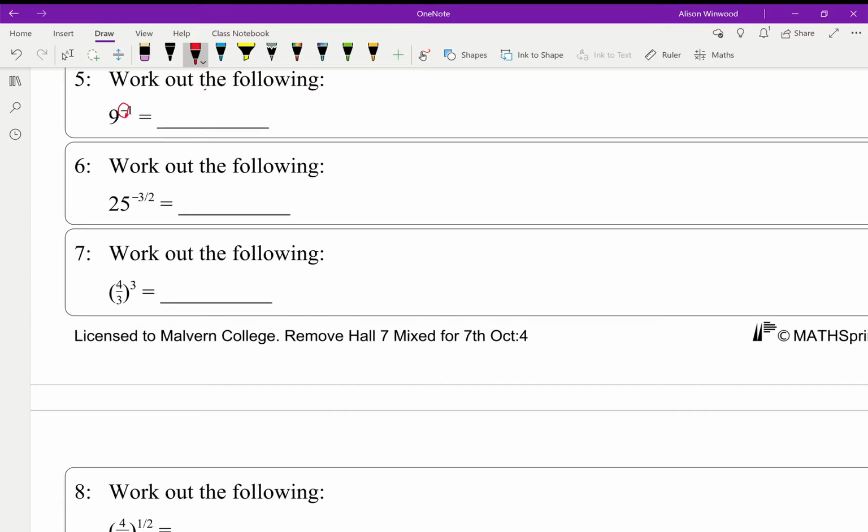Negative power means 1 over, and I've still got 9 to the power 1, which is just 9, so that's 1 over 9.